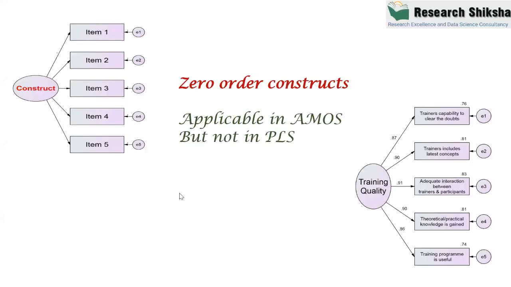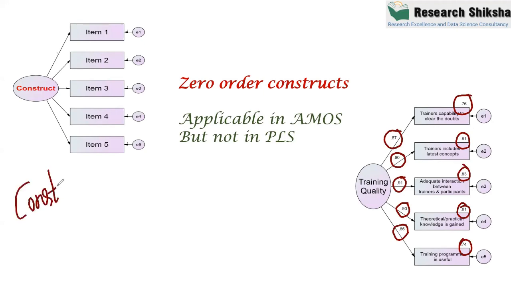Okay, so now we understood the meaning of zero order construct. There are two constructs you can see here, both are zero order constructs. If you see these two figures, there are some numbers. What is the meaning of these numbers? So this is a construct, and this construct is a zero order construct.